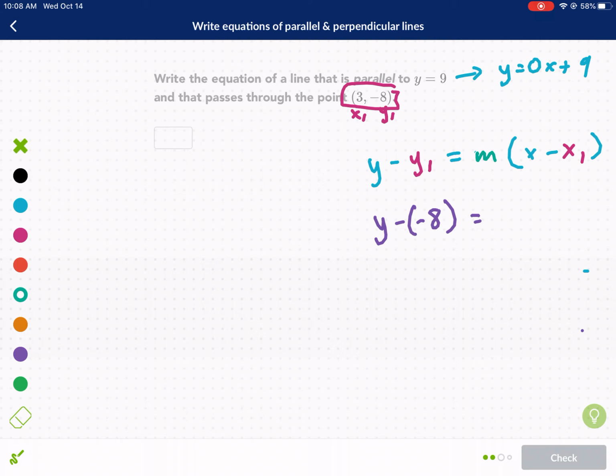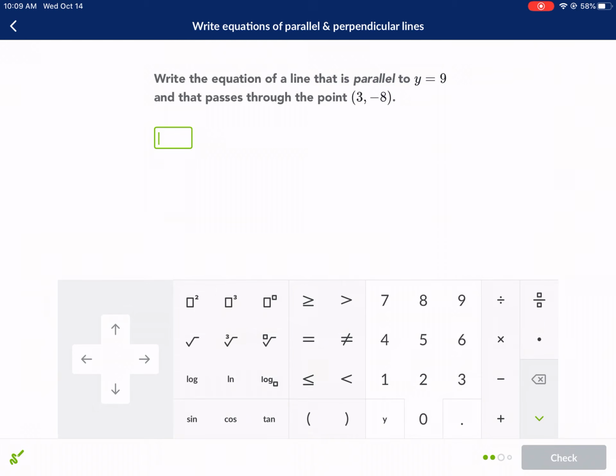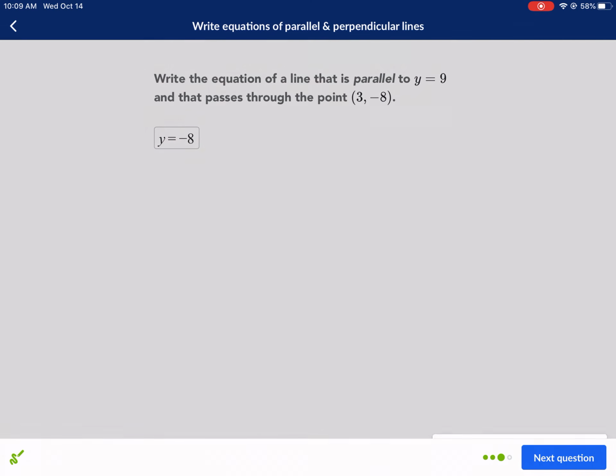Our slope we determined is 0 because the x disappeared, which means it got multiplied by 0. So we have x and then minus 3. Don't forget, it's always minus with point slope form, but if we're subtracting a negative, it becomes positive after that. So we have y plus 8 equals, and then 0 times this is just going to be 0. So we have y equals negative 8. That makes sense. It's a horizontal line that goes through negative 8. So our line needs to be y equals negative 8. Check it.